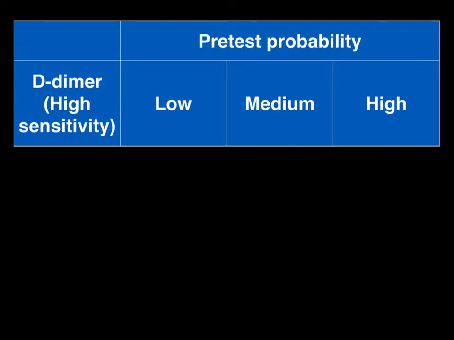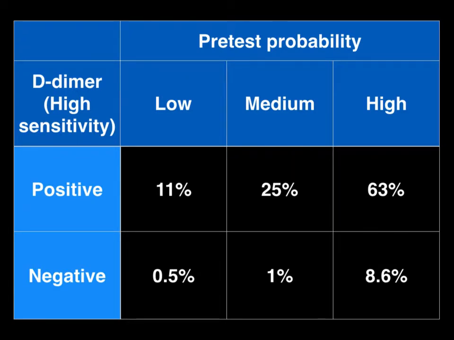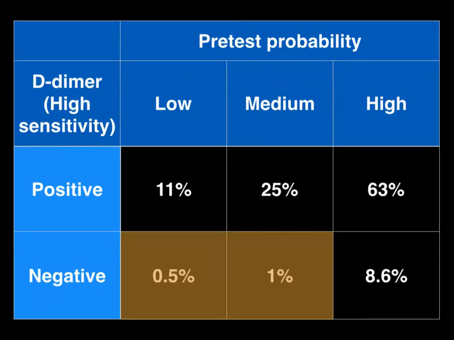And how we get to that is usually by using something like a modified Wells score. Well, if the D-dimer is positive, it doesn't always help us. On the other hand, if we're using it for its sensitivity, in the right population, such as those with a low and medium risk, it can be quite helpful in ruling out a DVT.